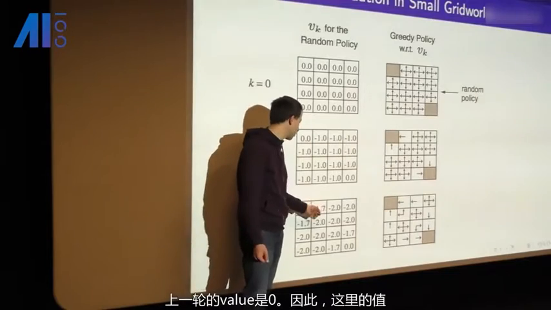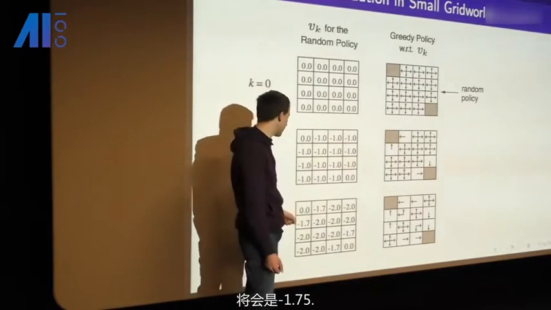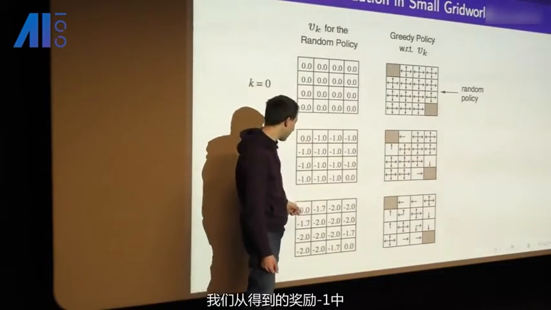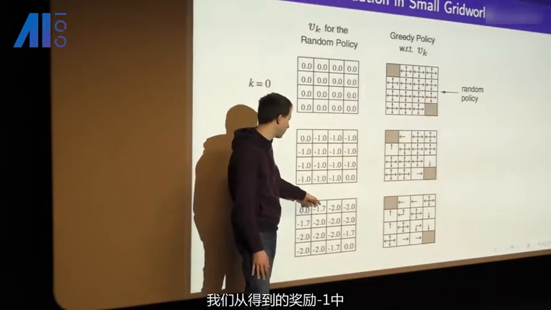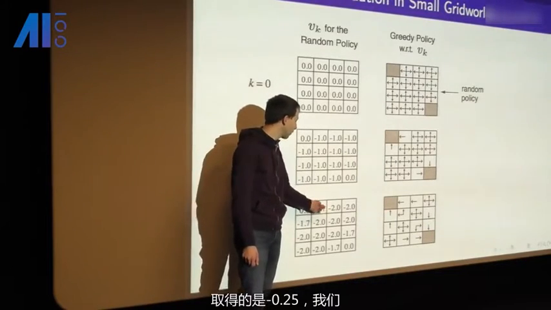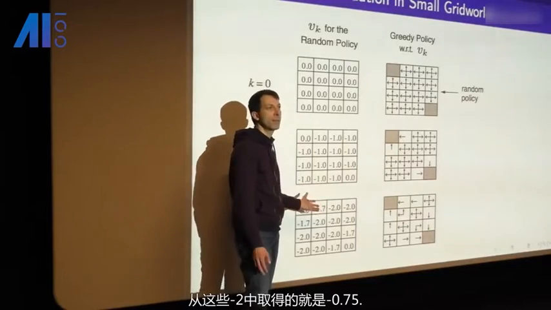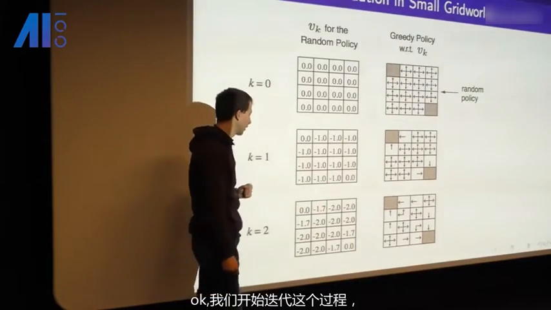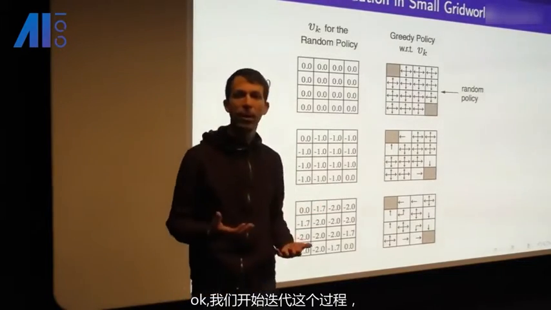So I've got, this should be -1.75, I think it just doesn't fit. So I've got 0.25 probability of just getting -1 reward for the immediate cost. And I've got 0.75 probability of getting -2. Okay? So we iterate this process.